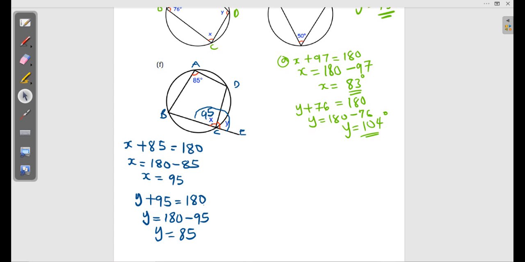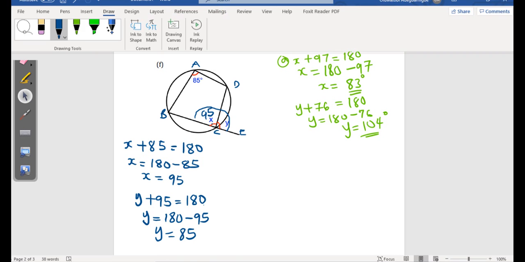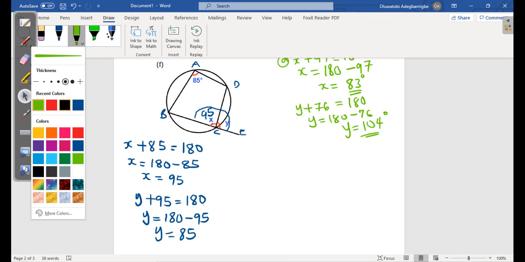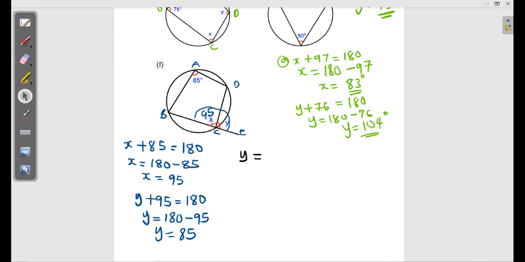Right? Now let us assume they didn't even tell us to find x at all and we just want to find y. Then we can easily apply our exterior angle of a cyclic quadrilateral is equal to the interior opposite angle. So this is the exterior angle y. What is the interior? Here. What is the angle facing the interior? Here. And that becomes another 85 directly.